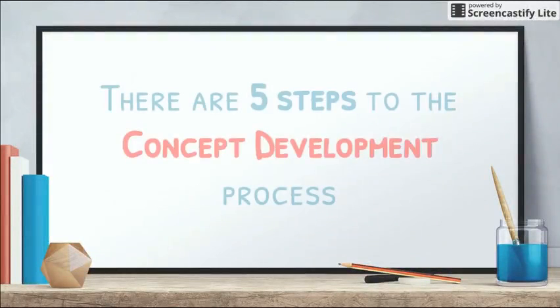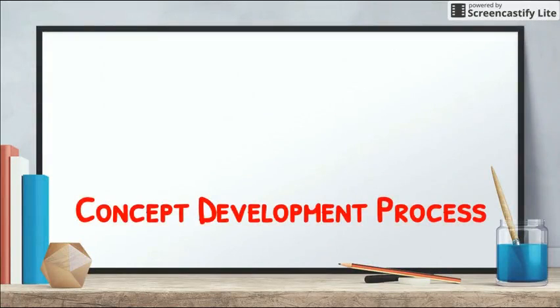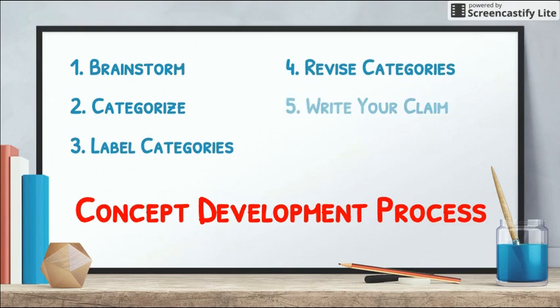Concept development is a really good way to write an essay, and it's a great way to get yourself started. There are 5 steps. The first is to brainstorm. The second is to categorize the items on your cluster. The third is to label those categories, then to revise them, and finally to write your own claim. So let's take a look at how to do this.